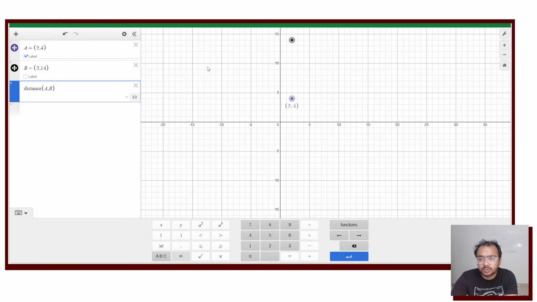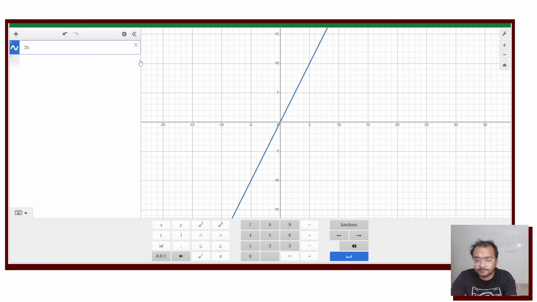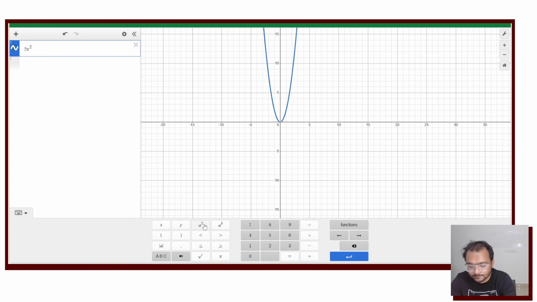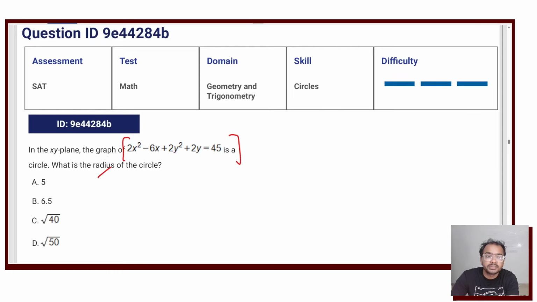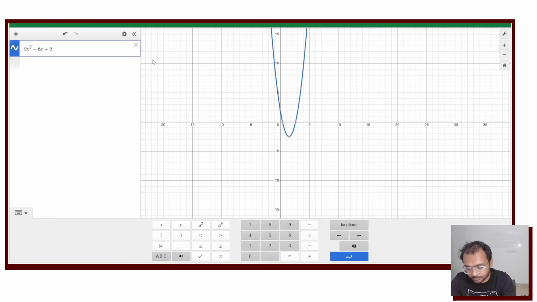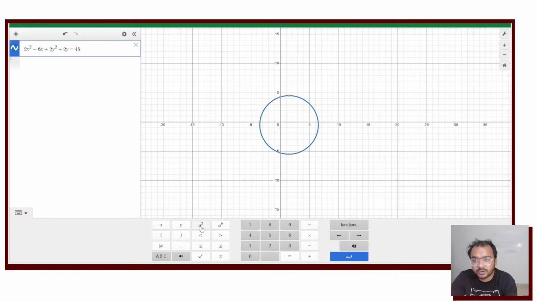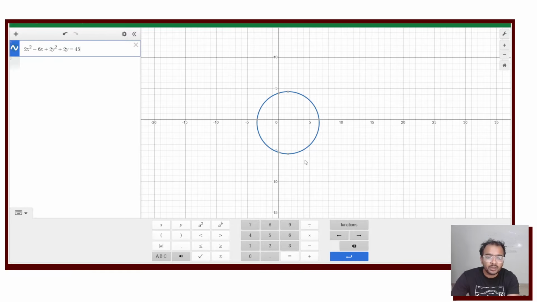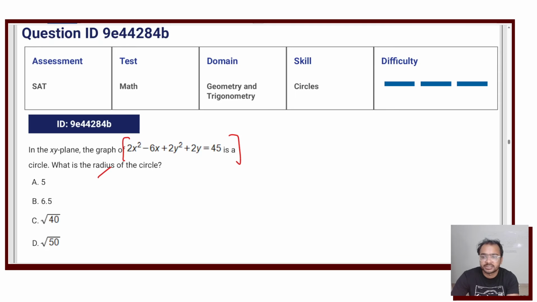Desmos method. So you have 2x squared minus 6x, and then we have 2y squared plus 2y, equals 45. We are only interested in these diametrically opposite points. The x coordinate is 1.5. So we know that x has to be 1.5.